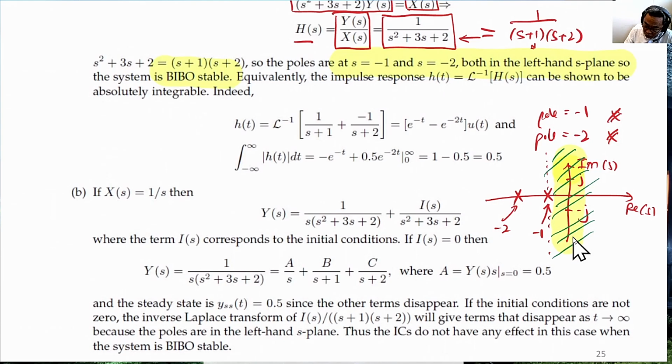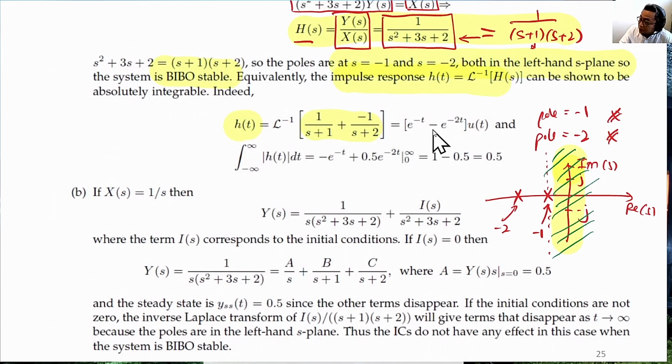The other way we can do is to find the impulse response. Given that we have found H(s), we can factorize it by partial fraction expansion, and individually perform inverse Laplace transform to get e to the minus t for 1 over s plus 1, and e to the minus 2t for 1 over s plus 2, with a negative in front. This is h(t).